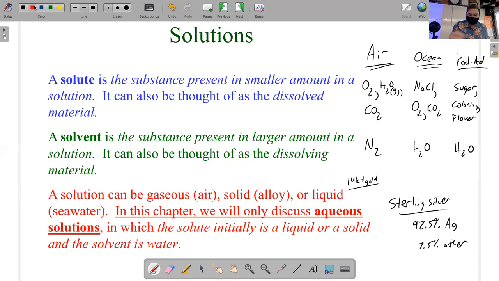I have to put a little asterisk beside sugar because the sugar doesn't truly dissolve in the water. It doesn't become a solution by definition, but it's still within the water column. It's more like a suspension.